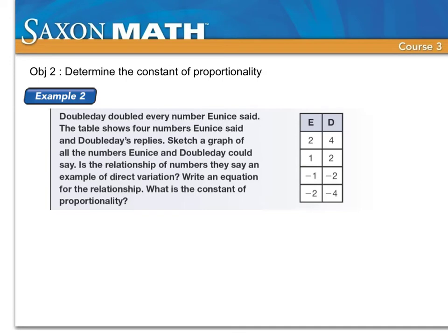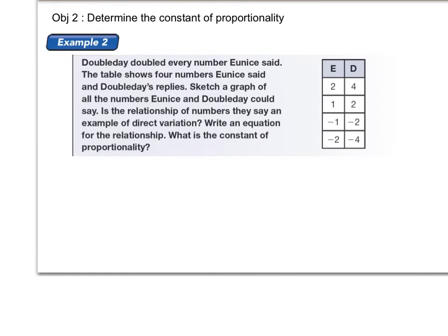Okay, objective 2 up here is to determine the constant of proportionality. And here's our example. It says Doubleday doubled every number Eunice said. So Eunice is going to say a number and then Doubleday is going to double it. It says the table shows 4 numbers Eunice said over here and Doubleday's replies. We want to sketch a graph of all the numbers they could say, and we want to know, is the relationship of numbers they say an example of direct variation? Then we want to write an equation for the relationship, and then we want the constant of proportionality. Okay? So the very first thing we need to do is graph this.